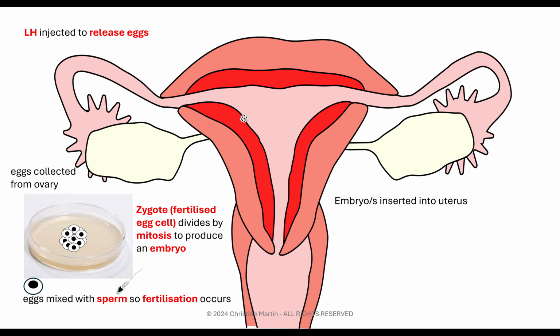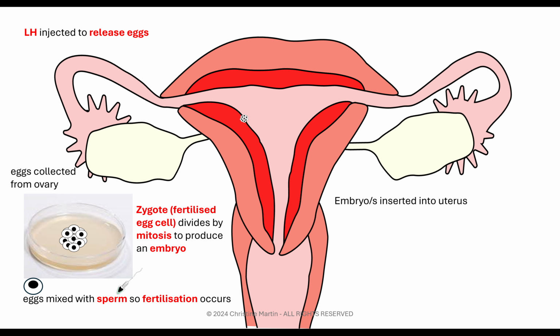Once we have an embryo, that embryo can be inserted into the uterus. Hopefully that embryo is going to implant itself into the lining of the uterus. If it does implant, then that will cause the embryo to develop into the fetus and for a placenta to grow. Unfortunately, IVF isn't always successful.